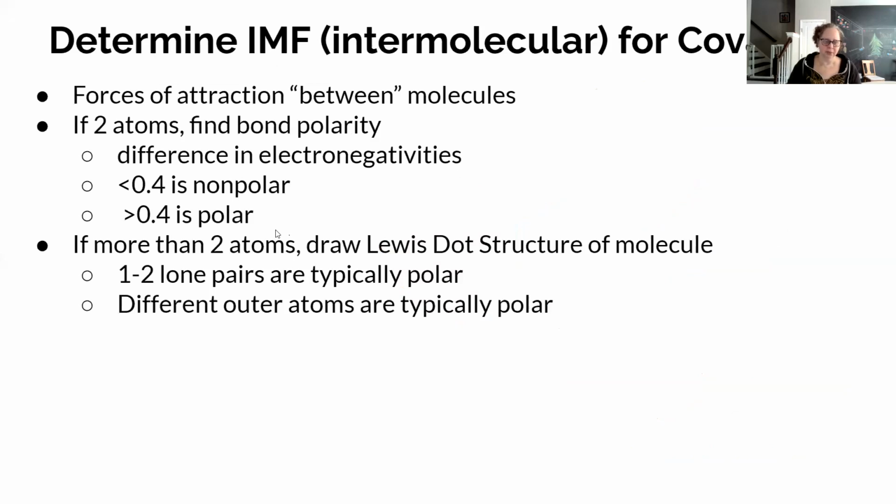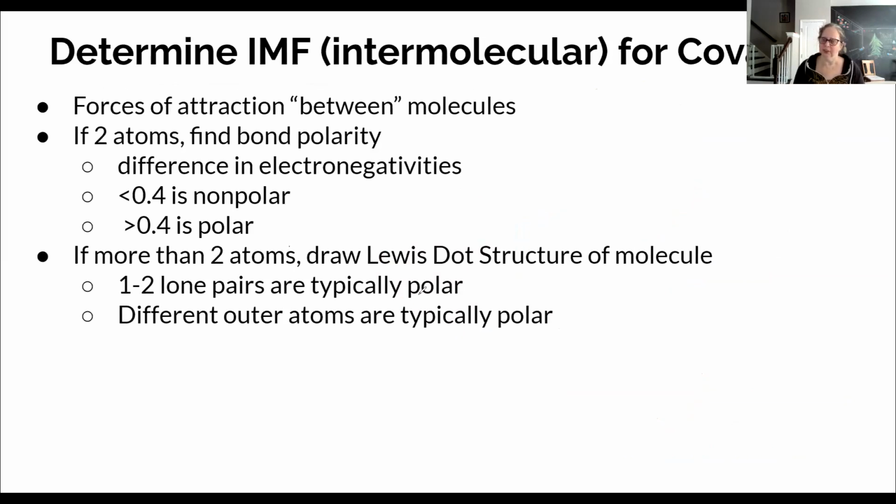So when we have to determine IMF, if there are only two atoms, you're going to just find the bond polarity by subtracting their electronegativities. Otherwise, you're going to draw their Lewis dot structure and decide if they're polar or nonpolar. This is for covalent. If you're ionic, you are going to have the strongest intra bonds. So you're going to be at the top of the chart for intra, and then covalent would be the next strongest intra-bonds. And then we go to the IMFs after that. And those would be the IMFs for the covalent bond.